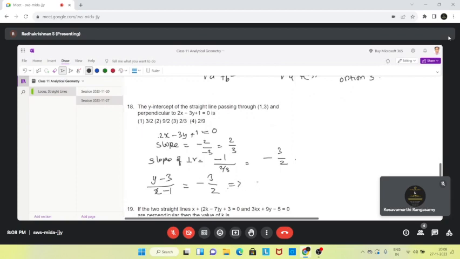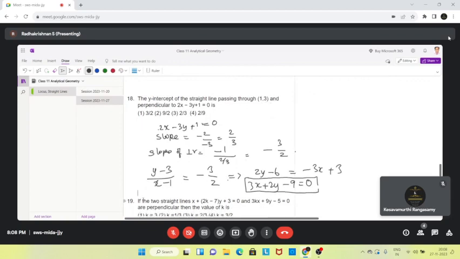So I am cross multiplying. We get 2y minus 6 equal to minus 3x plus 3. So I am bringing everything to the left hand side: 3x plus 2y minus 9 equal to 0. So this is the equation of the line, which is perpendicular to 2x minus 3y plus 1 equal to 0 and passing through (1, 3).